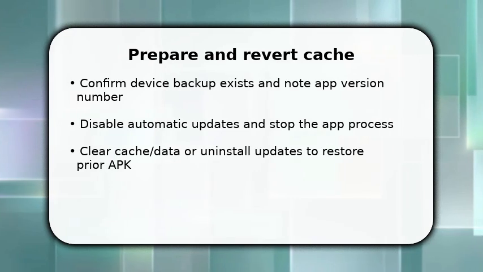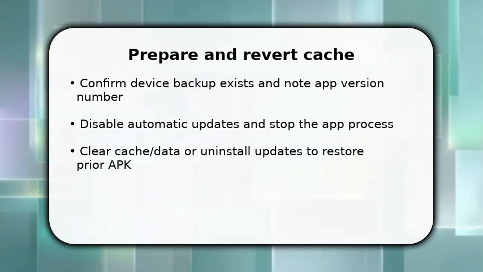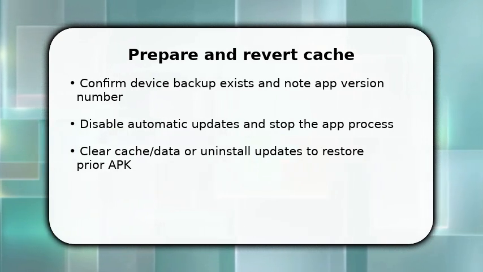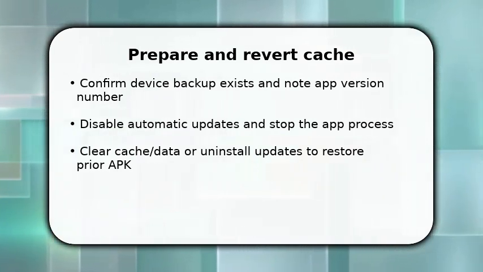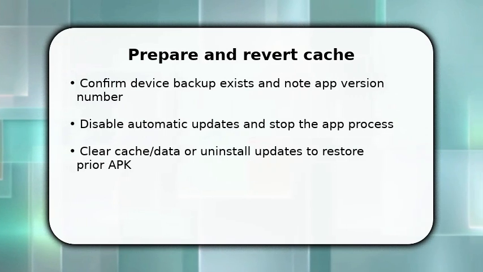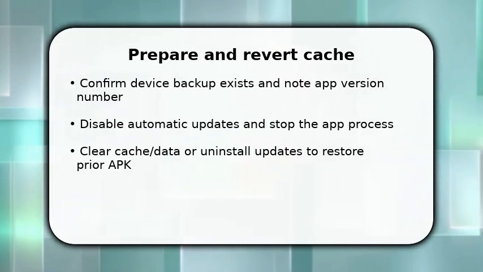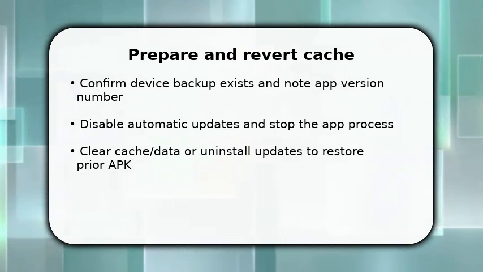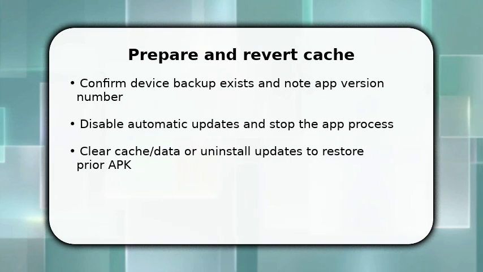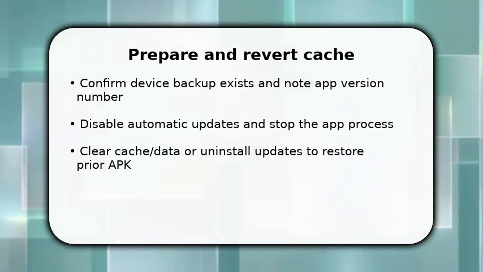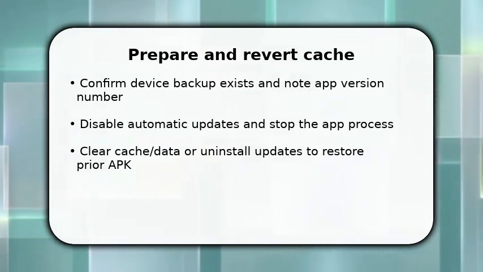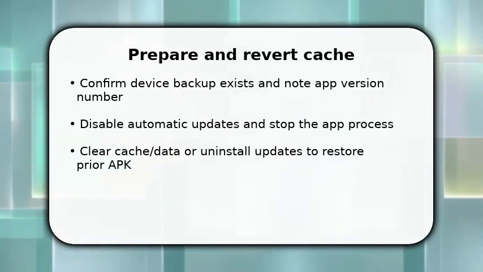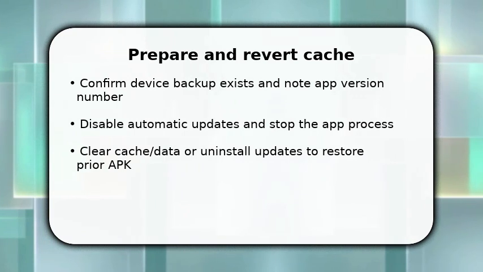You control the process. Start by confirming a recent backup and the precise app version you want restored. Next, turn off automatic updates so the OS won't immediately reapply changes. Then stop the app, force stop or reboot into safe mode so files aren't in use. Once done, clear cache and app data or choose uninstall updates in system settings to revert to the factory APK. This first step prevents conflicts and ensures you can install the older package cleanly.